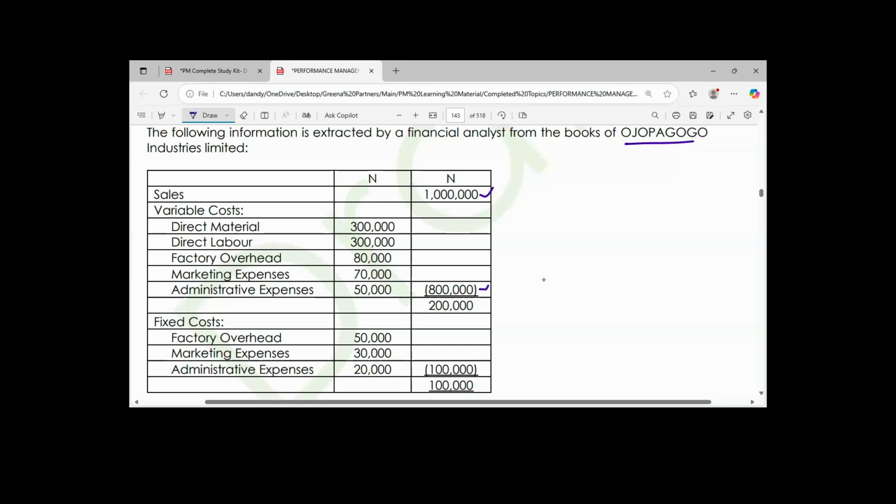It means that the contribution margin is 200,000. Since we have the contribution margin, PVR is equal to contribution divided by sales, which is equal to 200,000 divided by 1 million naira. Therefore, the contribution margin ratio, or PVR, is equal to 0.2 or 20%. That's the PVR.